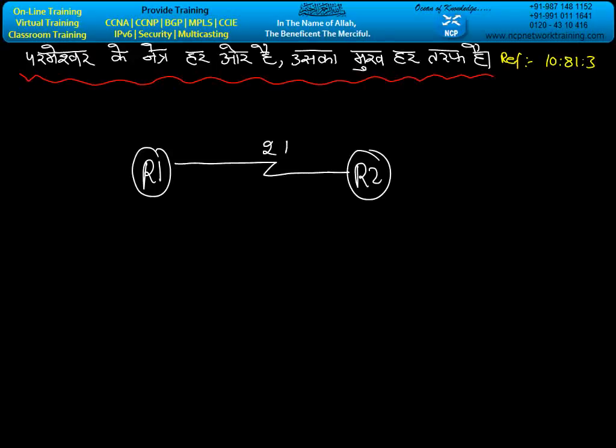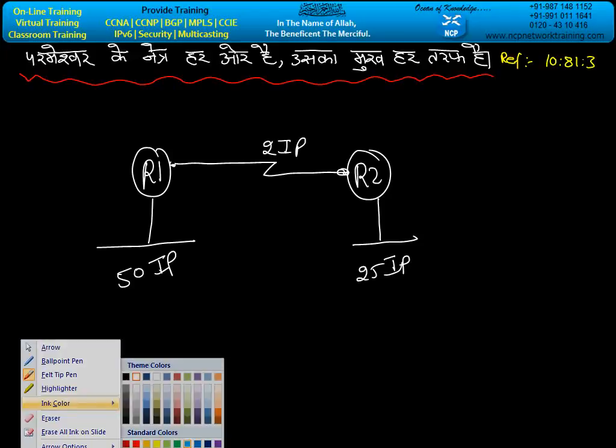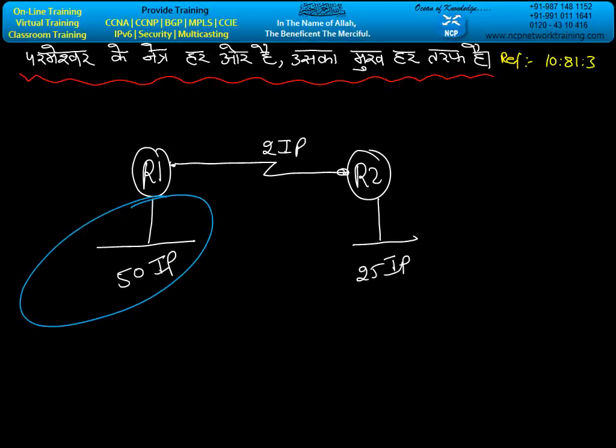We require a separate NID for each segment. We require 50 IP addresses in the R1 LAN. We require 25 addresses in the R2 LAN. We require 2 IP addresses between R1 and R2. We require 3 NIDs of class C. For this segment, let's say we applied 199.10.20.0/24. We cannot use the rest of the IP addresses in this scenario.